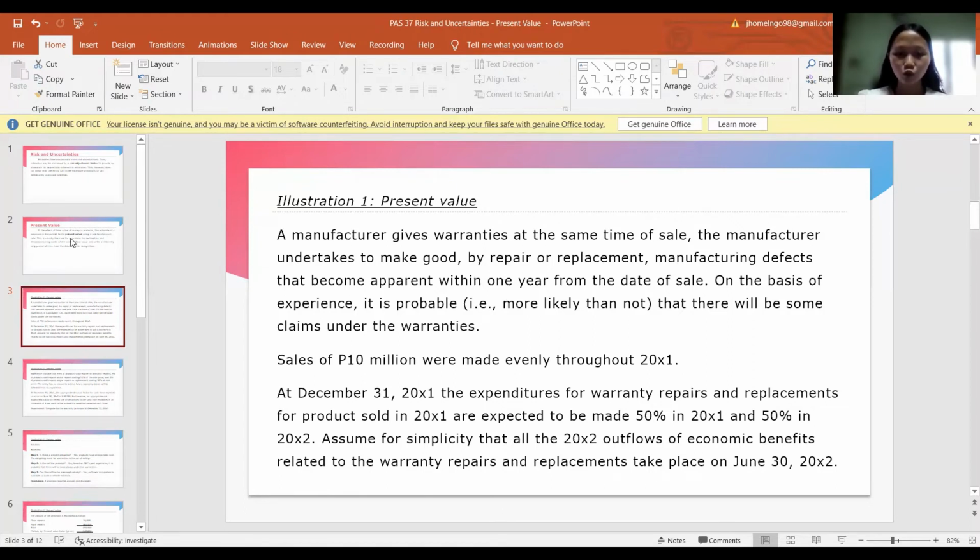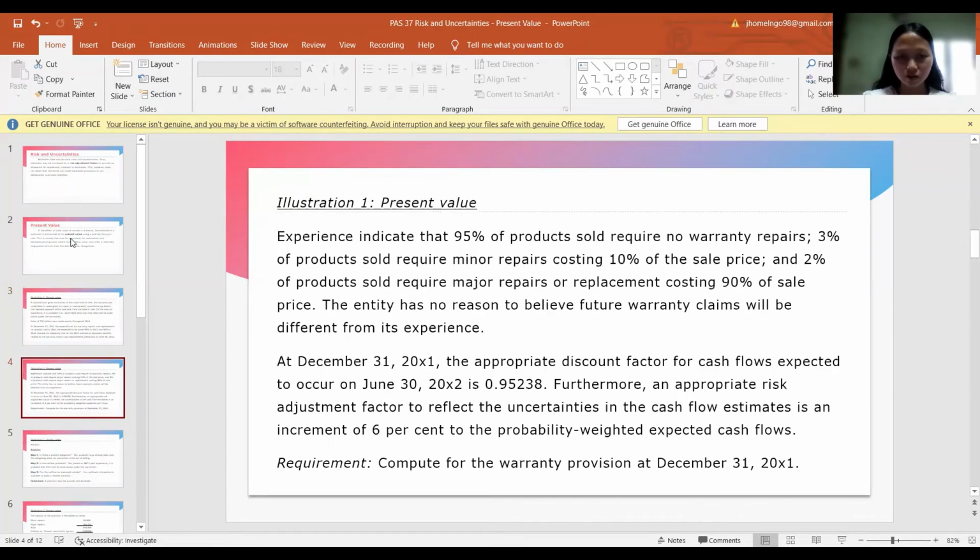At December 31, 20X1, the expenditures for warranty repairs and replacements for products sold in 20X1 are expected to be made 50% in 20X1 and 50% in 20X2. Assume for simplicity that all the 20X2 outflows of economic benefits related to the warranty repairs and replacement take place on June 30, 20X2.